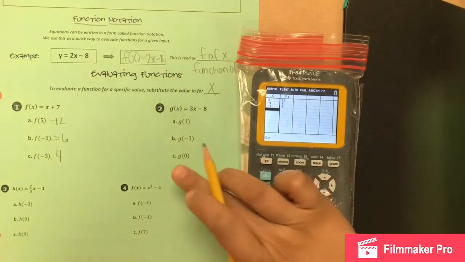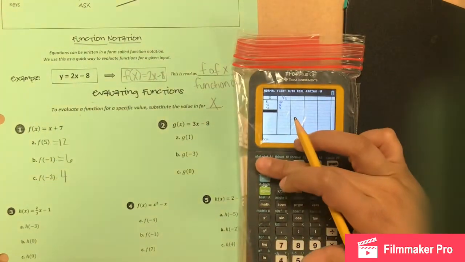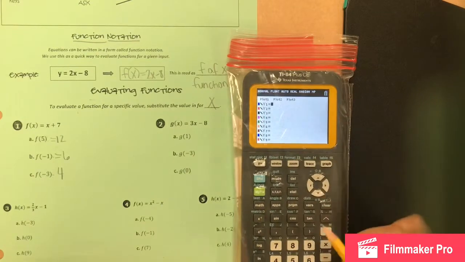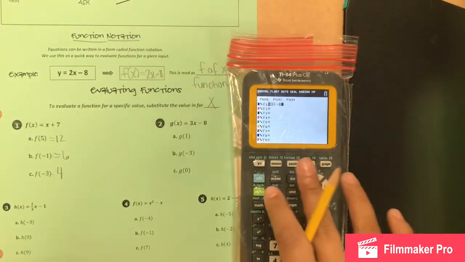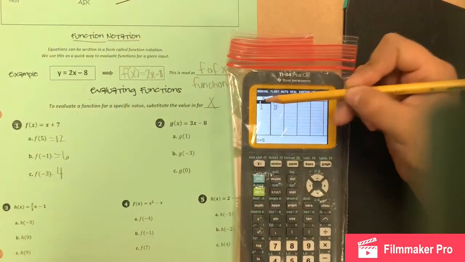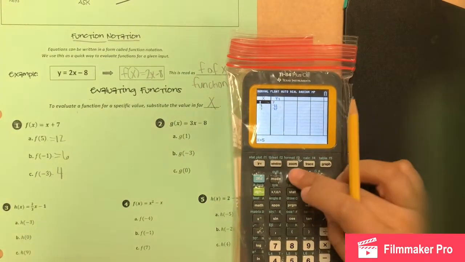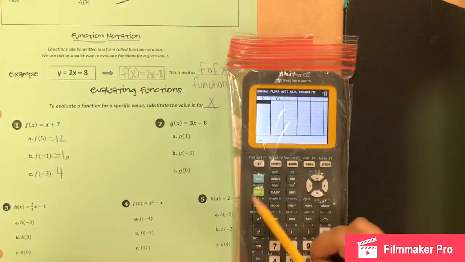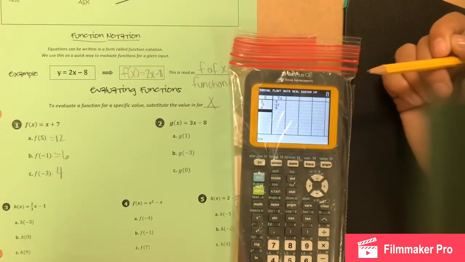So let's do this again, but this time our equation is 3x minus 8. So we go back to y equals, we hit clear, and we're going to type in 3x, x next to alpha, minus 8. And we're going to go to the table again, so we're going to go to second graph. Now, this time we don't want 5, -1, or -3. So instead, we're going to hit delete, delete, delete, so that way we clear our list. And we're going to type in 1, -3, and 0.